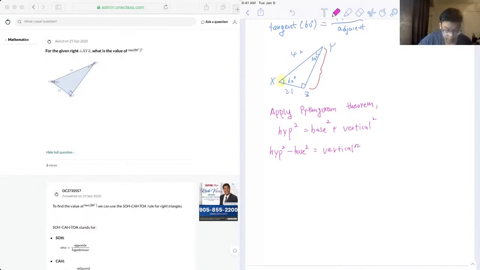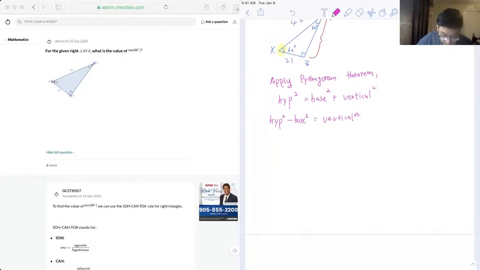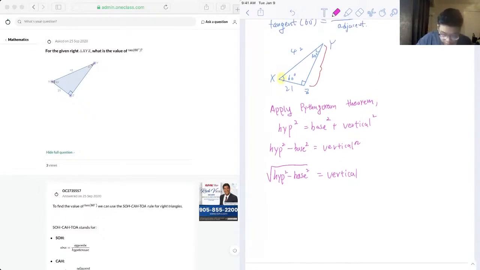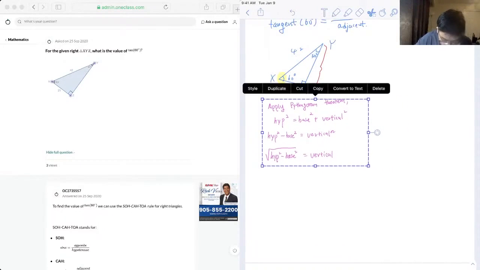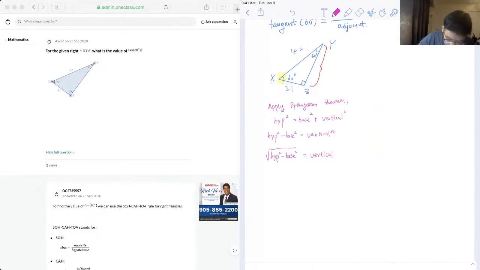And because we want to know what vertical is, we take a square root on both sides. So vertical is the square root of hypotenuse squared minus base squared. Since we root the squared vertical, the 2 is cancelled out, so we have vertical left. And now we just need to substitute in our known values.